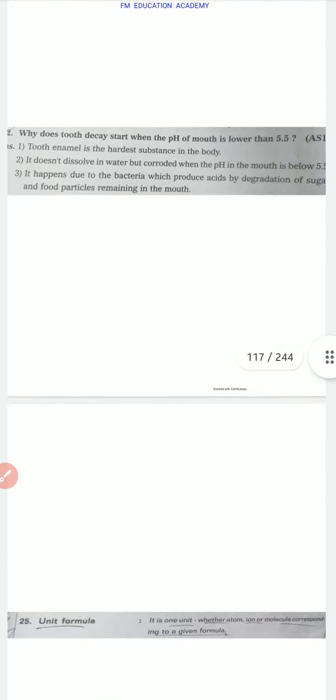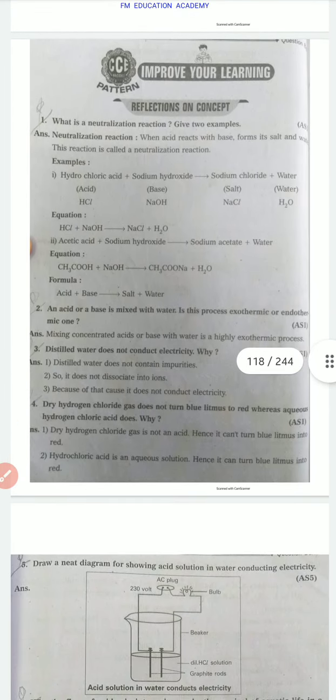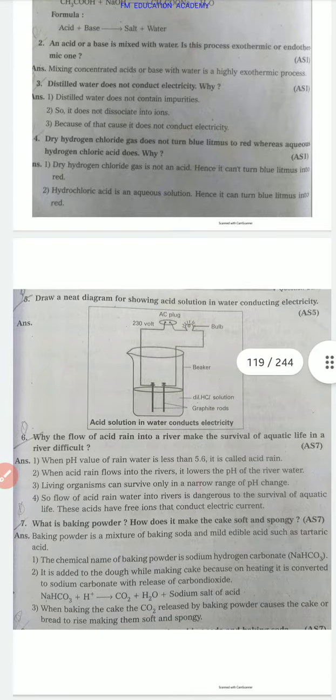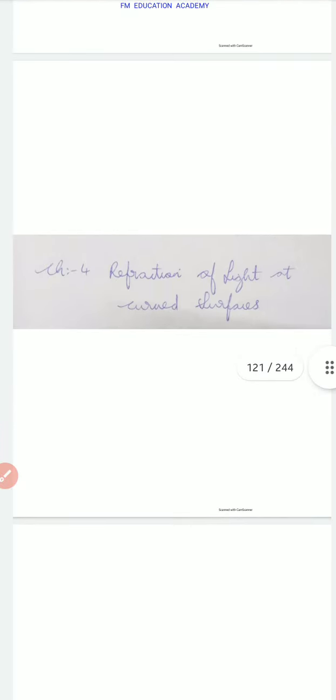See, I'm not giving all the questions. I'm just giving important questions which have a chance to come in tomorrow's exam. These are the activities from acids, bases and salts, olfactory indicators. So 3 chapters are completed.